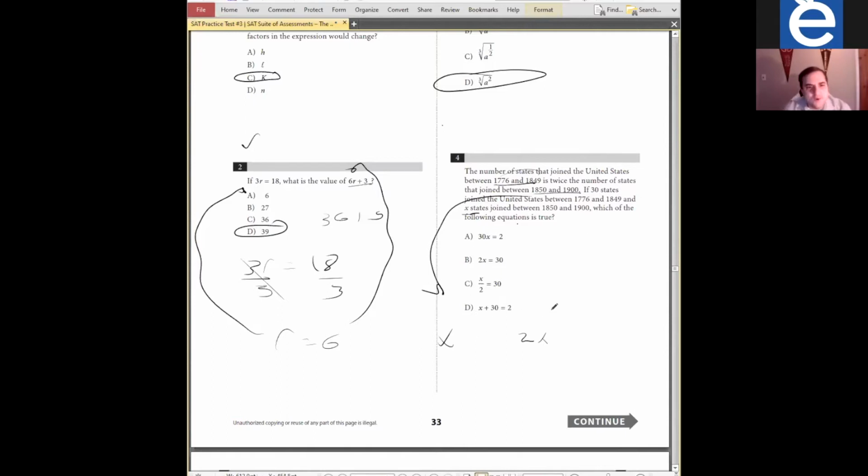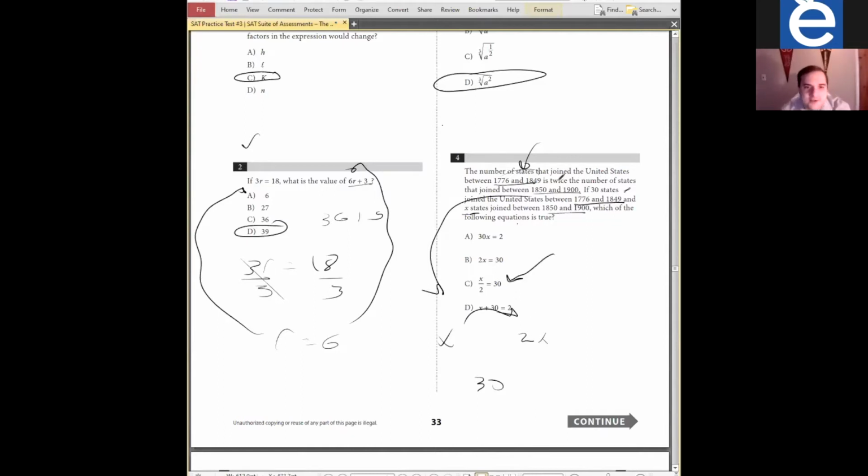Basically, we have double the amount of states joining in this range. The number of states that joined the United States between this range is twice the number that joined in that range. So this is the one that's supposed to be bigger. If 30 states joined in this and X states joined in this, we also know that this range is 30, right? So basically that gets us here.